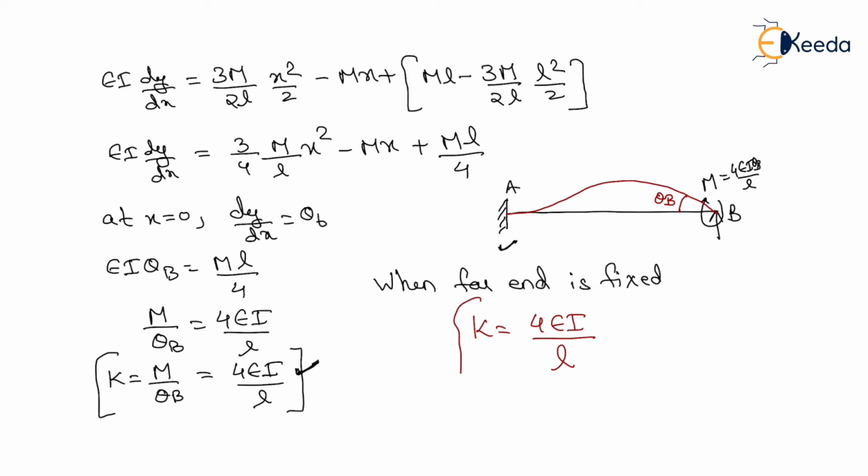That will be a complete solution of this derivation, that the stiffness of the beam when the far end is fixed is equals to 4 EI by L.